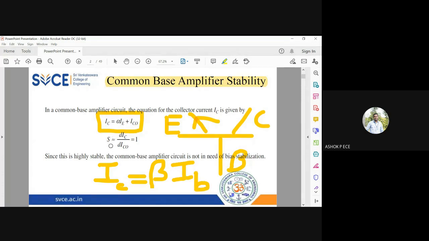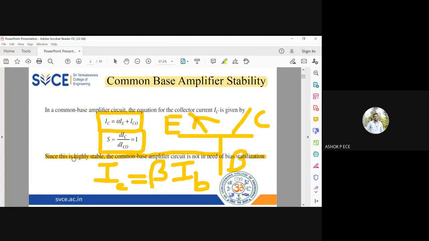When you find the stability factor, S is dIC by dIC naught, and when you differentiate, you get the value as 1. I told you the stability factor value should be as low as possible. In the common emitter amplifier it was very high because the beta value is very, very high. But in the common base amplifier, the S value is always equal to or approximately equal to 1. So it has the lowest value of stability factor, which ensures that the common base amplifier is very highly stable when compared to the common emitter configuration.